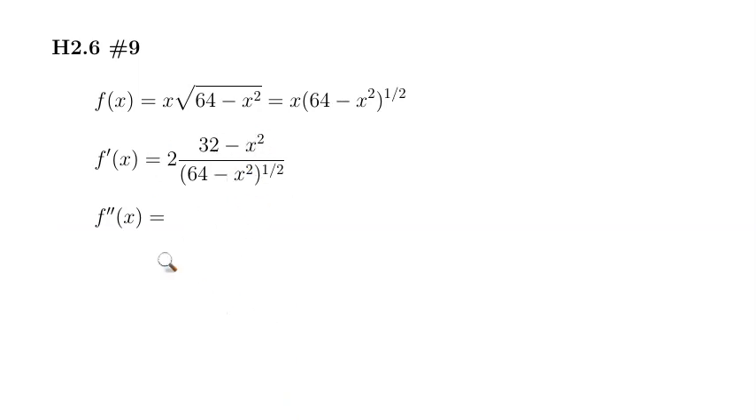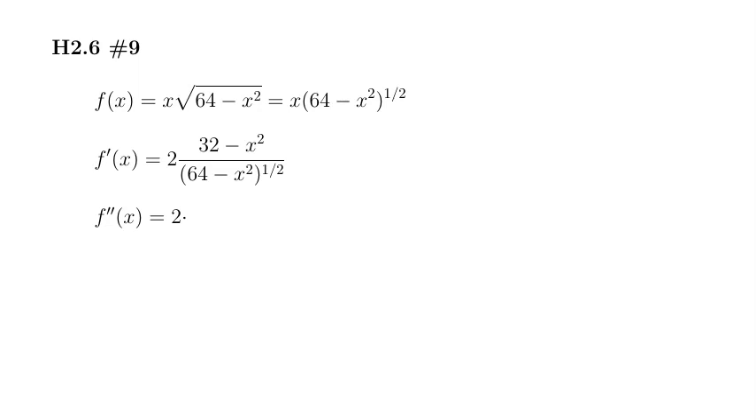So we're going to take another derivative. I'm going to use the quotient rule, right? So I'm going to put the 2 outside, all right? 2 outside because that's just a constant multiple. Then we're going to have to do the quotient rule.